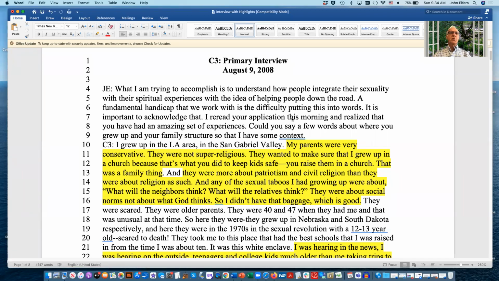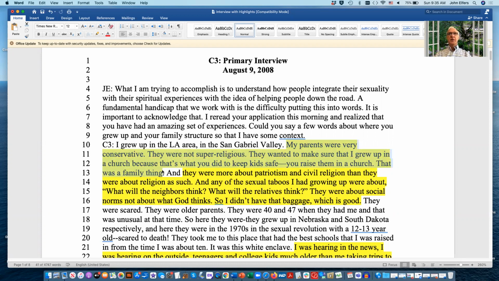So let's go through. What you've noticed here are highlights, and each highlight is a meaning unit. So I go through the transcript and I start reading, and I'm looking for meaning units. So here the person says, my parents were very conservative. They were not super religious. They wanted to make sure that I grew up in a church because that's what you did to keep kids safe. You raised them in a church. That was a family thing. Okay, that's starting to look at background, for someone's personal experience. So I have highlighted this.